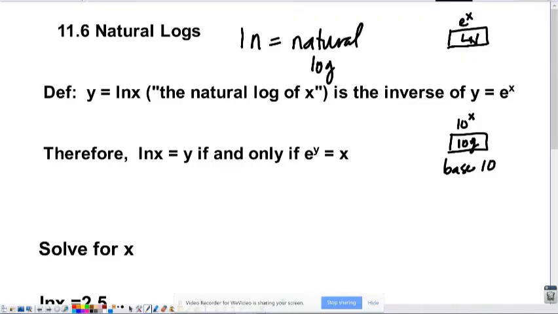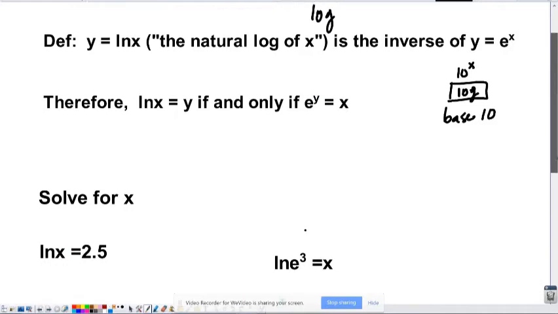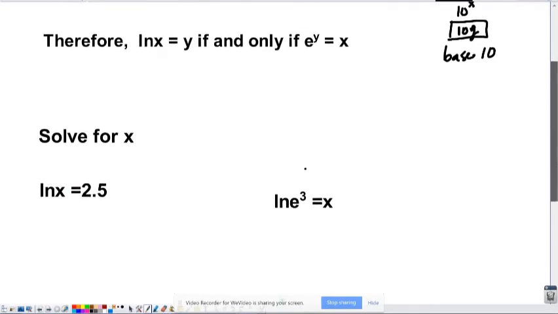The definition of y equals ln x, or the natural log of x, is the inverse of e to the x. So natural log of x equals y if and only if e to the y equals x. And this was the definition of inverses from last semester, but also just knowing that e and natural log are inverses of each other is pretty important because we can use it to solve for lots of different things.